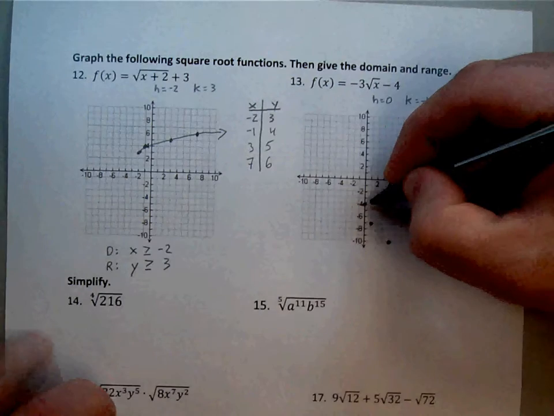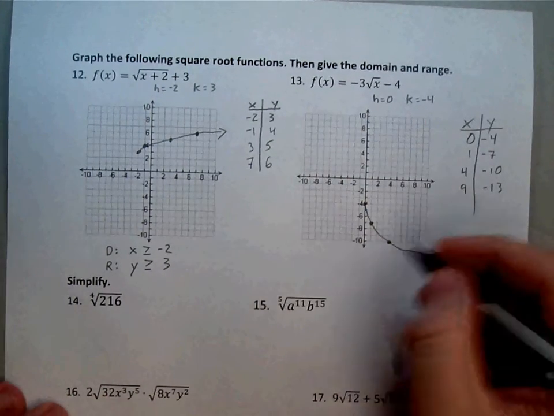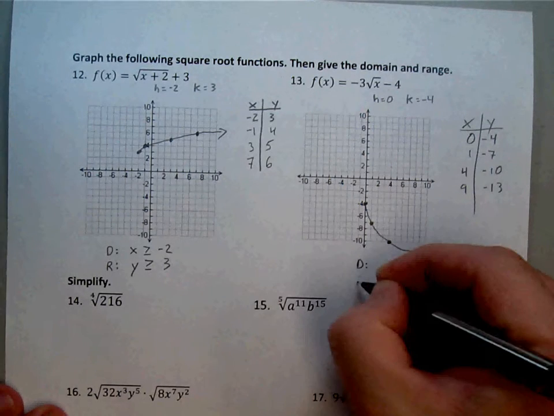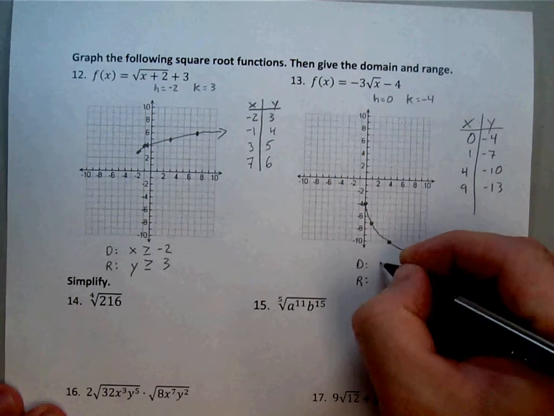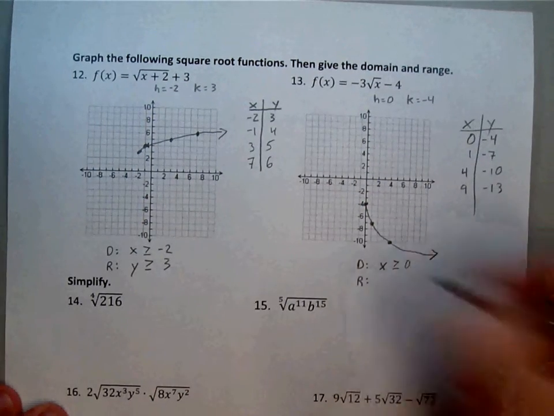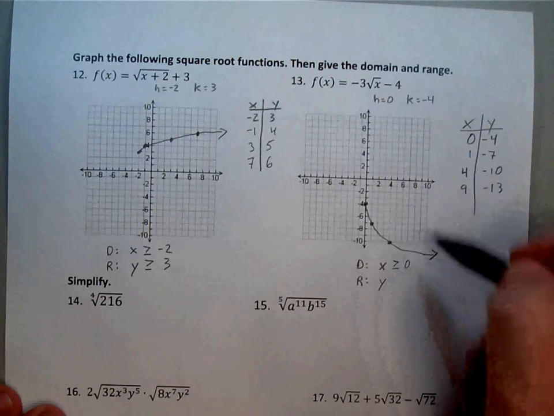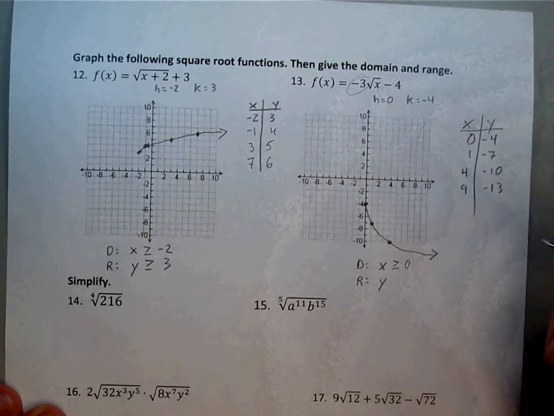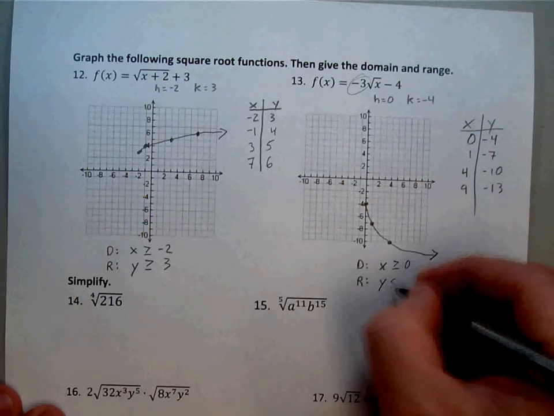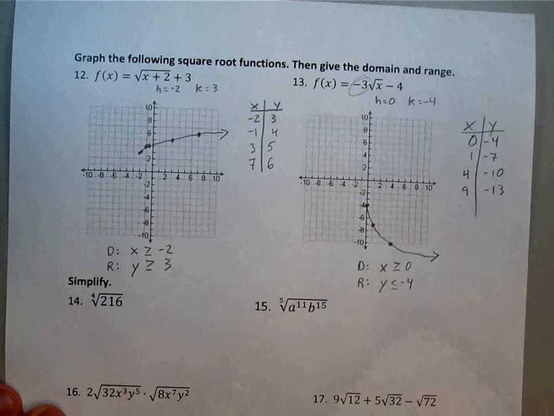So it starts to flatten out as it goes. For the domain and the range, x can be anything greater than or equal to my initial value, the h value, the 0. The range, this time it's going down. I can see it in the picture, and I have a negative a value. That tells me it's going to be less than or equal to, since it's going down, whatever the k value is, which is -4.